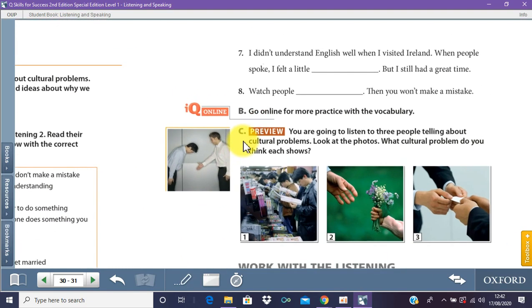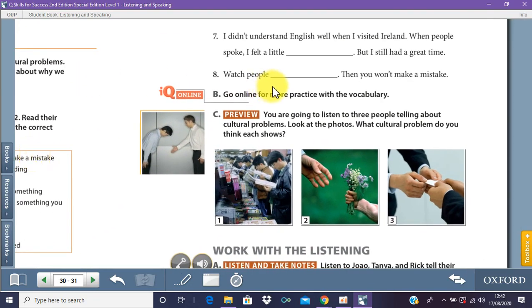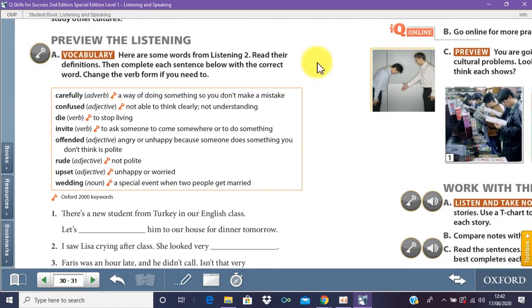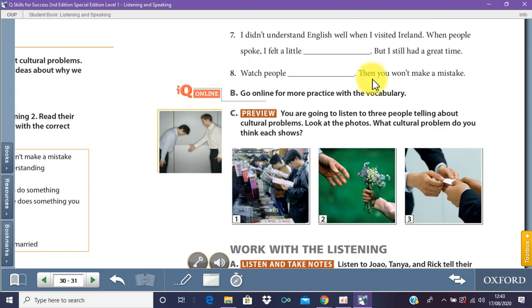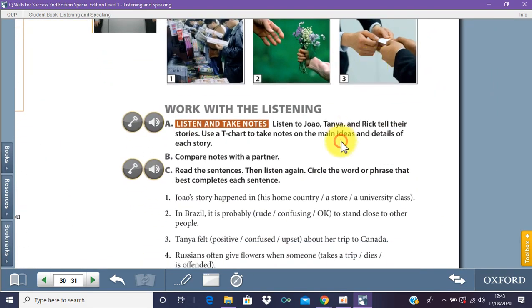Number 7, I didn't understand English well when I visited Ireland, okay? Ireland is a part of the UK. So in the UK, there's England, Scotland, Wales, and Ireland, okay? When people spoke, I felt a little, the answer should be confused. A little confused. Number 8, last question. Watch people, the answer should be carefully. Watch people carefully. Then you won't make a mistake. And that's how simple that one is.